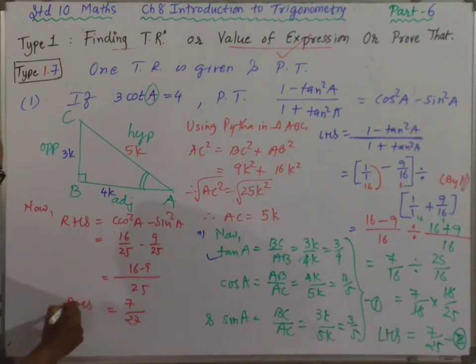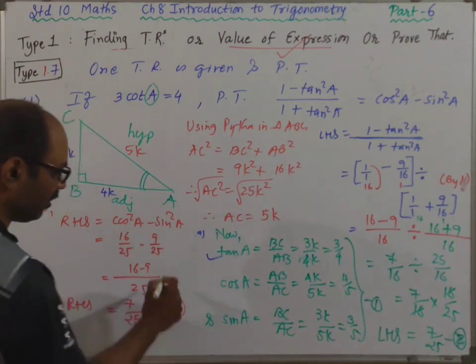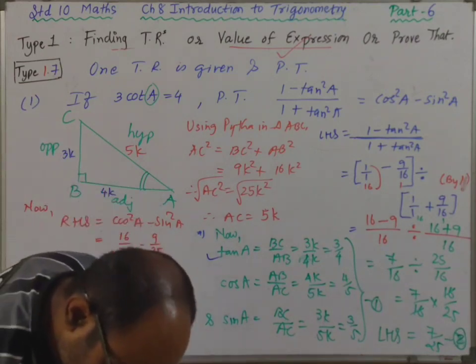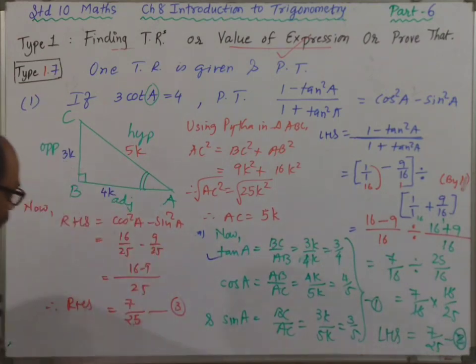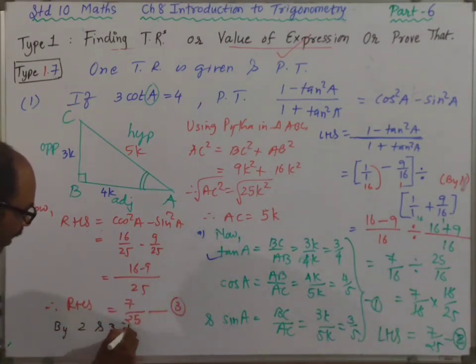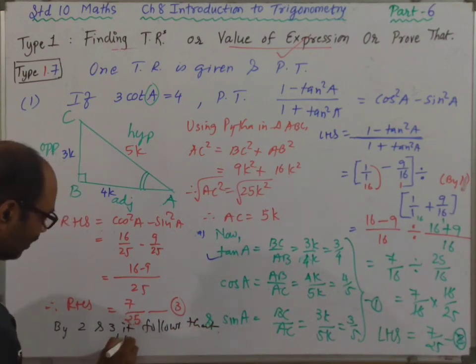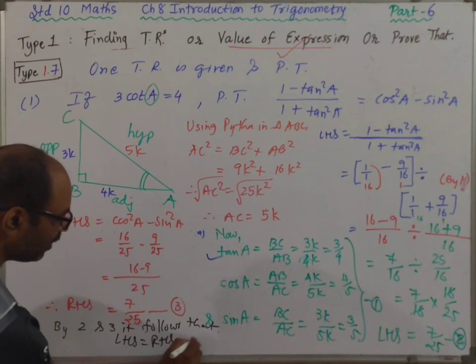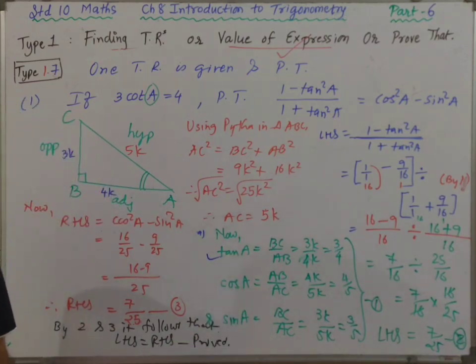So what is the right hand side? 7 upon 25. This is result 3. Straight away say, correct? By 2 and 3, it follows that the left hand side is equal to the right hand side. Proved. Clear? Understood, children? That's it.